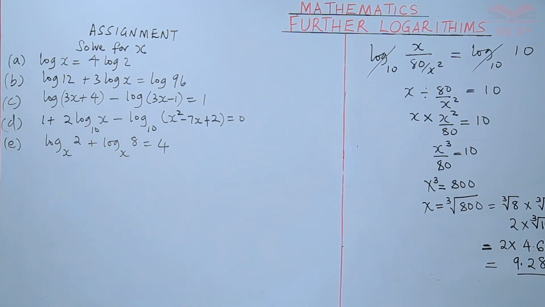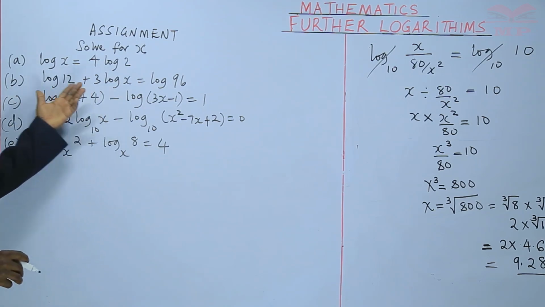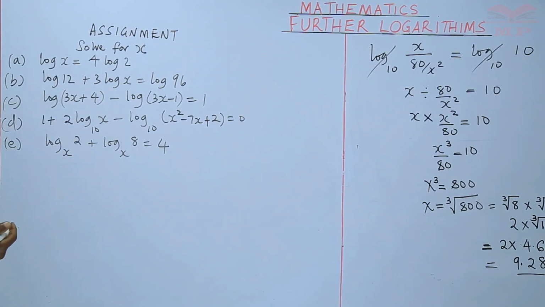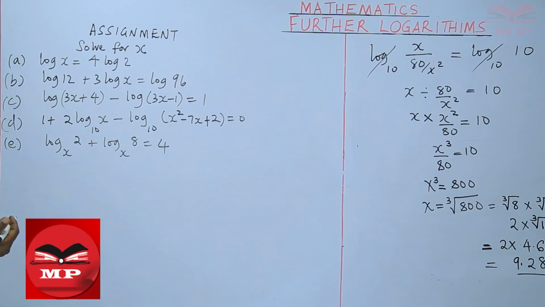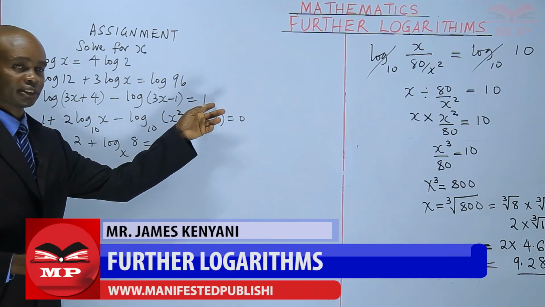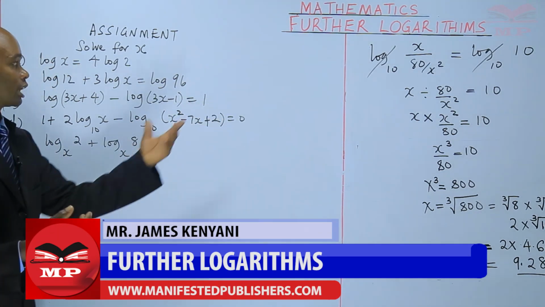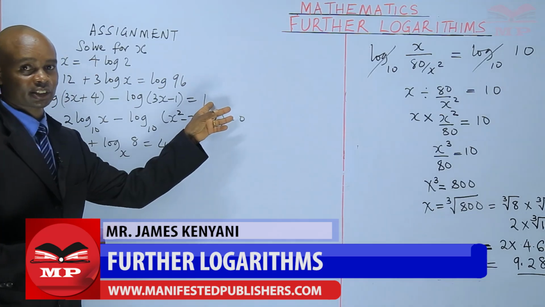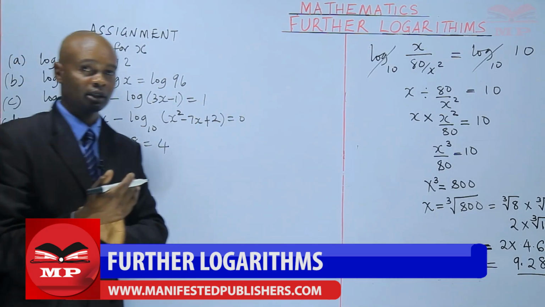So I said in some cases where the base is not given, you assume it is 10. And you deal with this first. You write it in a logarithmic form to the base 10 before you simplify.